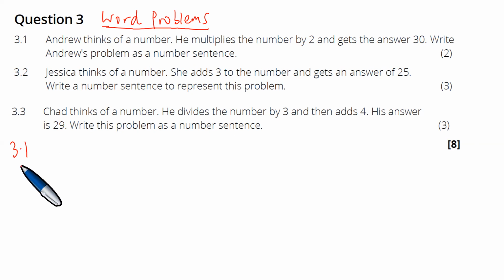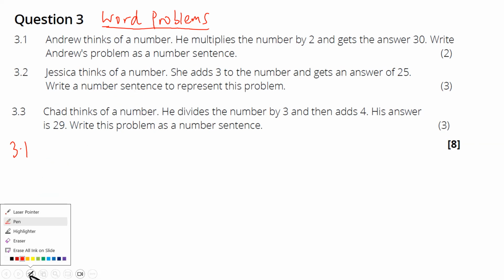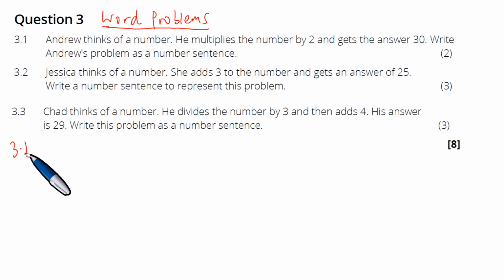Okay, the first question is about Andrew. Andrew thinks of a number. He multiplies the number by 2 and gets the answer 30. Write Andrew's problem as a number sentence. As a number sentence. What do we do here?